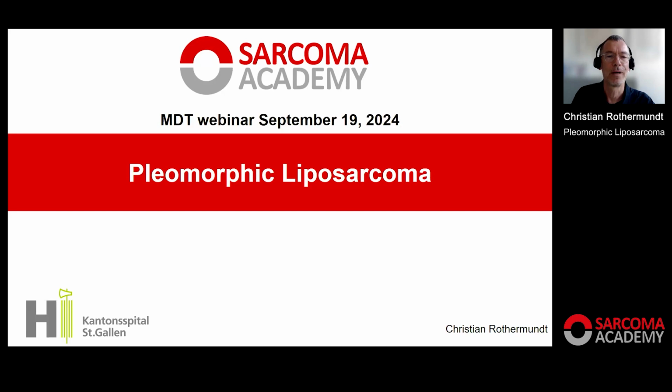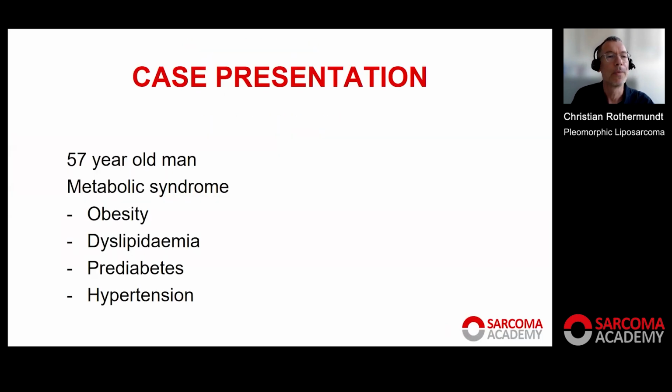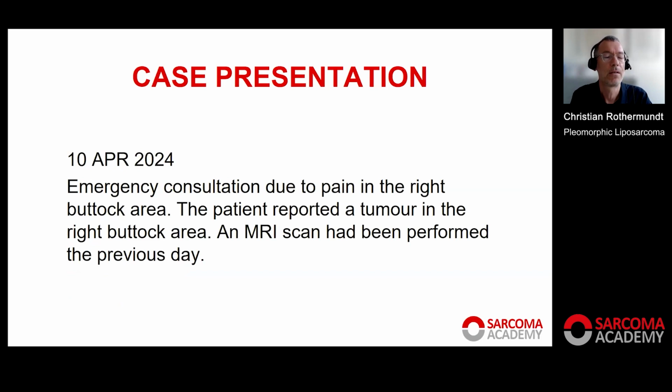Thank you, and I'm going to present the case of a patient. It's a spoiler, but with a pleomorphic liposarcoma. He presented this year as a 57-year-old man with a metabolic syndrome, obesity, dyslipidemia, pre-diabetes, and hypertension. And all this happened in April this year. He had an emergency consultation due to pain in the right buttock area. The patient reported that he had a tumor and that he had an MRI scan performed the previous day.